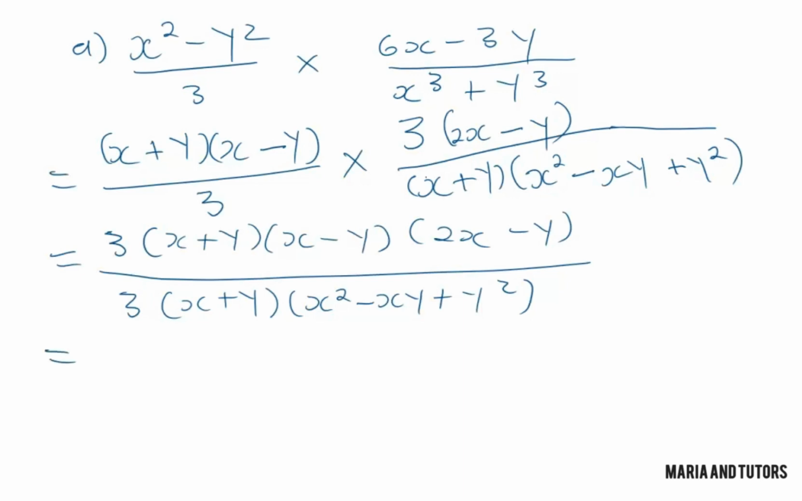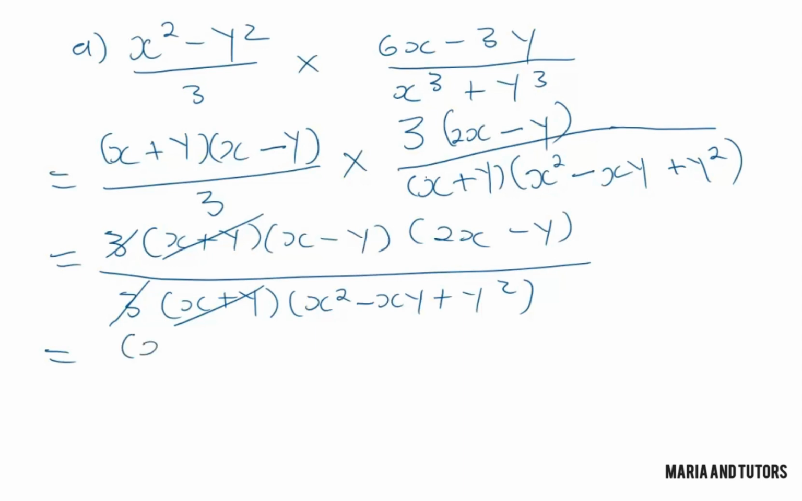Okay, now we have to identify what is common in both our numerator and denominator. We can see that in the numerator we have 3, and in the denominator we have what? 3, which means the two are going to cancel each other out. We also have (x + y) in the numerator, and the same is present in the denominator. So we have to cancel the two, and then we're going to be left with what?